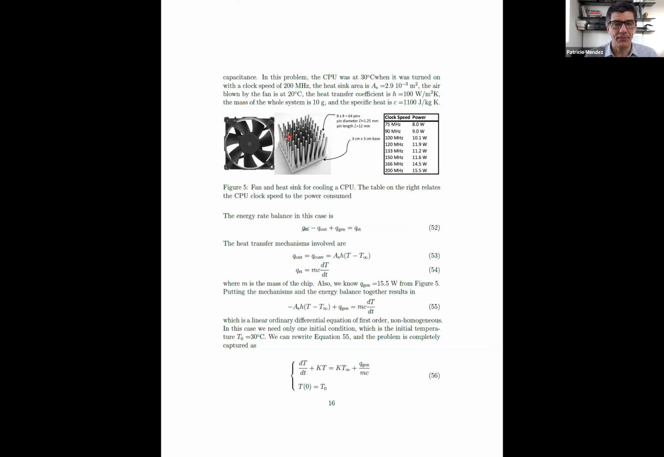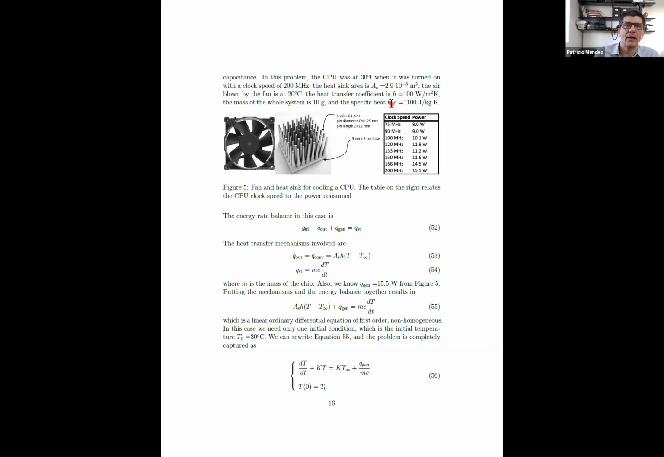And this fan creates forced fluid velocity. Therefore, we have forced convection through these pins. And because there are many pins, you have a significant amount of surface area, and that is how you lose heat. And here I put all these real numbers for the cooling of a chip of this vintage.